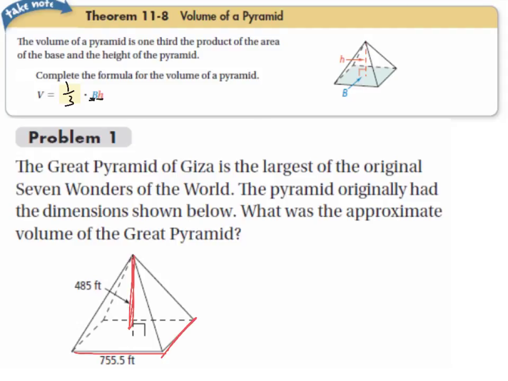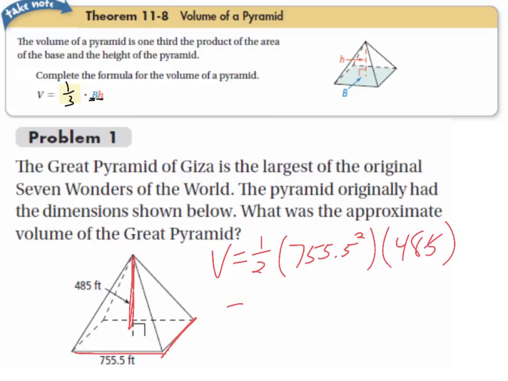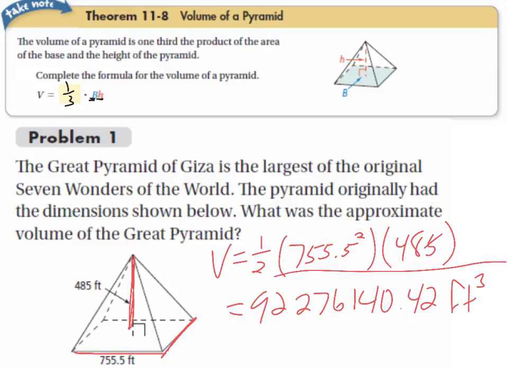So our volume formula is going to be 1/3. The area of our base, since it's a square, is going to be 755.5 squared, and then times our height of 485. If I type that into my calculator, I get 92,276,140.42, and our label is cubic feet.